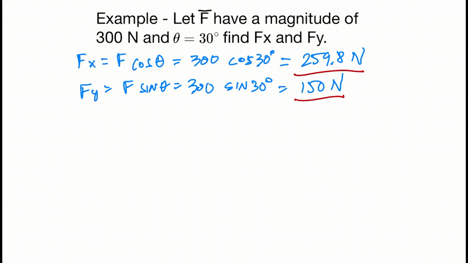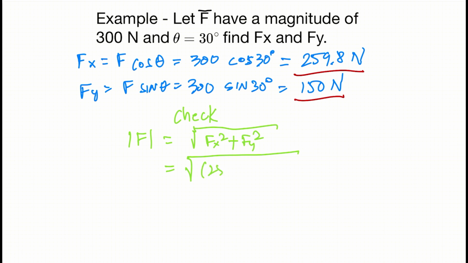Now, let's do a little check of this, just to make sure we did our math okay. We know the magnitude of f is going to be equal to the square root of f of x squared plus f of y squared. Now, substituting the numbers that we just derived, we're going to get 259.8 squared plus 150 squared. Take the square root of all that. That does come out to be 300. So, check. It's always good when the problem checks.